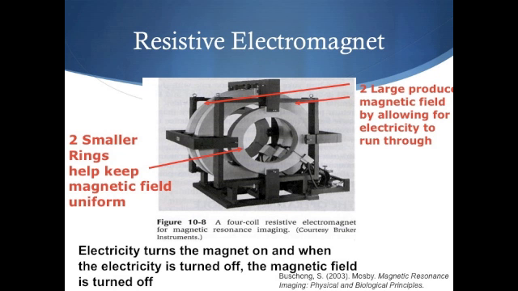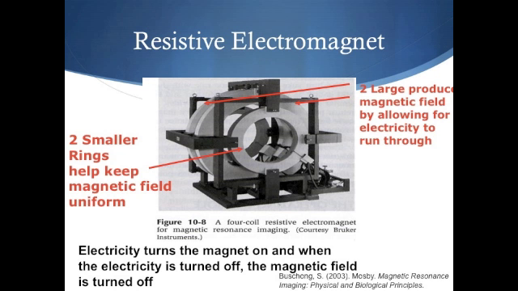Another type of magnet is the resistive electromagnet. Now I'm going to share this briefly because they're no longer in use. What you're seeing in the two center circles are two large magnetic rings that produce the magnetic field itself. They're responsible for the main magnetic field. The two smaller rings, one on the front and one on the back, help keep the magnetic field uniform.